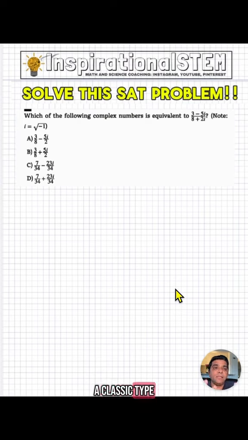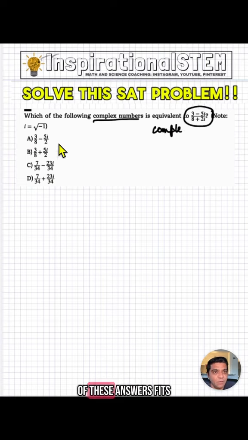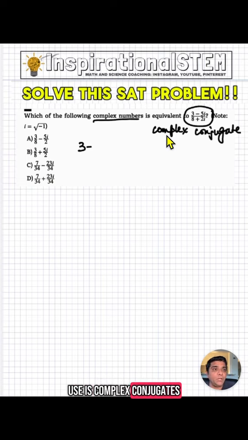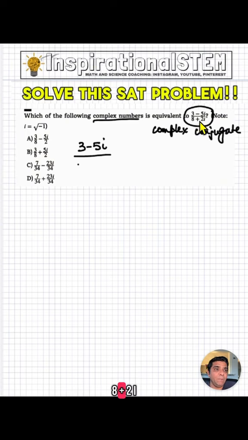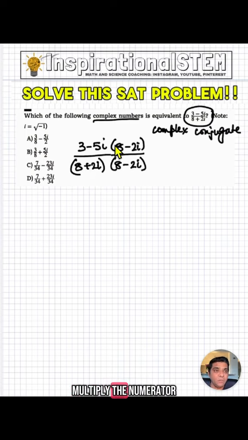So this is a classic type of SAT problem, or sometimes even on ACT, where you're given a complex expression like this, and you want to see which one of these answers fits. The strategy we're going to use is complex conjugates. The complex conjugate of 8 plus 2i is 8 minus 2i. So multiply the denominator by 8 minus 2i, and of course we have to multiply the numerator by 8 minus 2i as well.